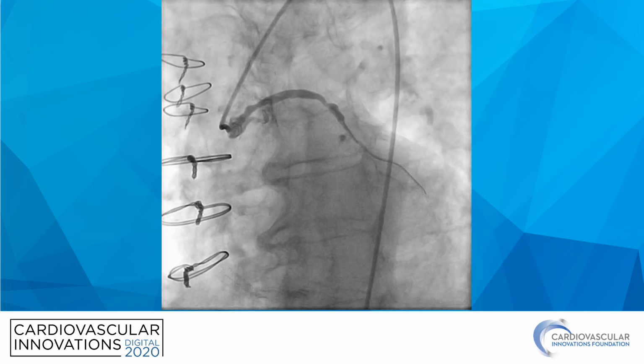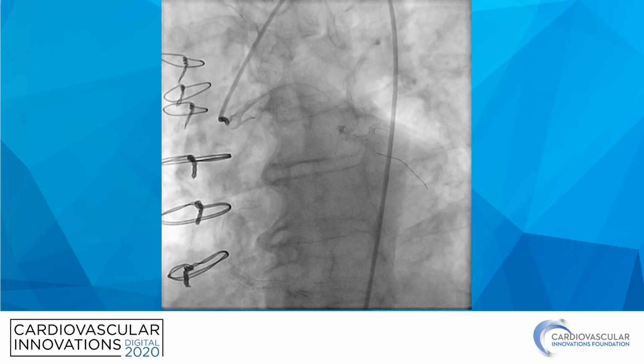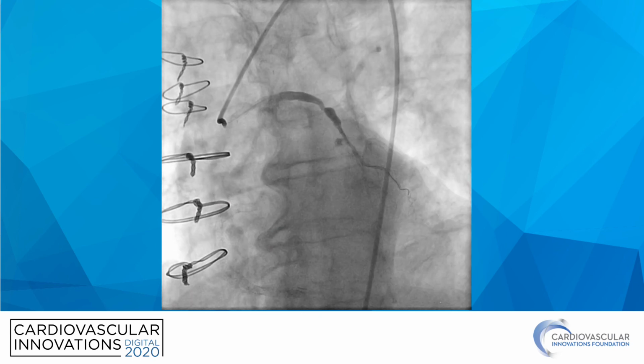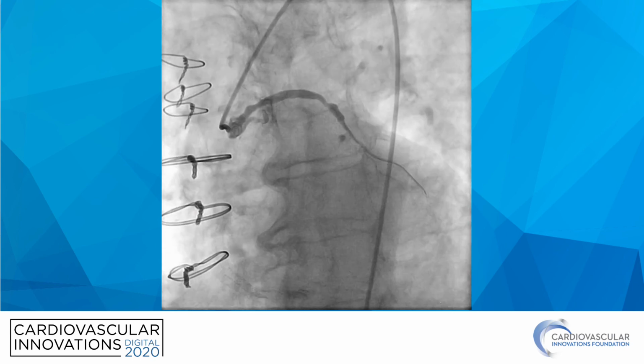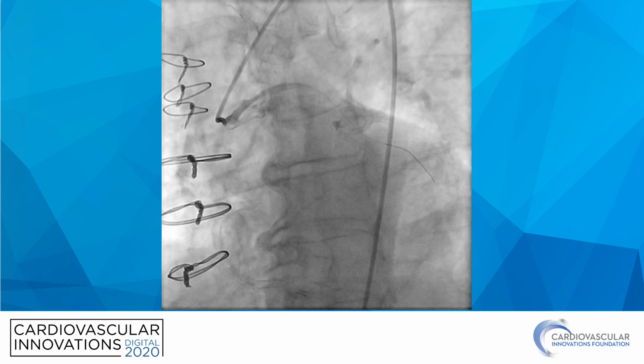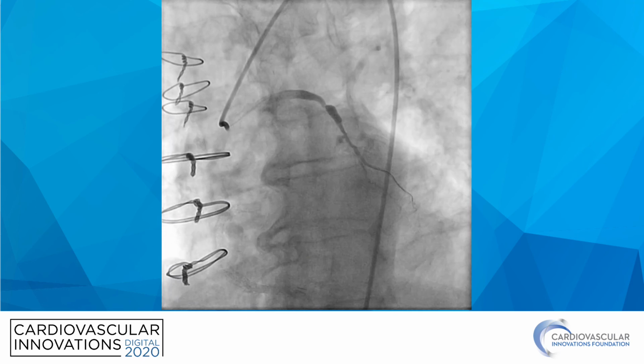In this case, we were able to pass a thrombectomy catheter down the vein graft, and after multiple passes, removed a significant portion of the air, which restored brisk flow down the graft and resolved the patient's chest pain and EKG changes.